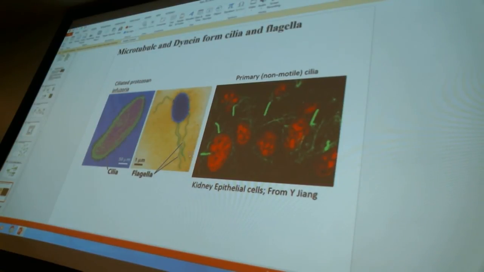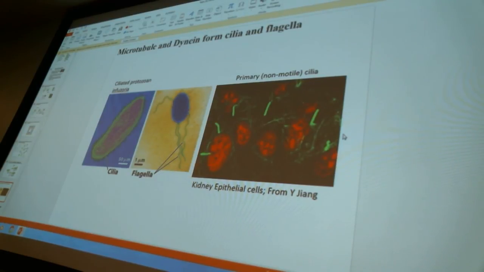Here's an example of flagella on yet another microorganism, and these are much larger and much fewer in number on the cell, and they are really rotating. Again, they will contain very well developed microtubular motors in the presence of dyneins that will help to rotate and propel this organism forward.